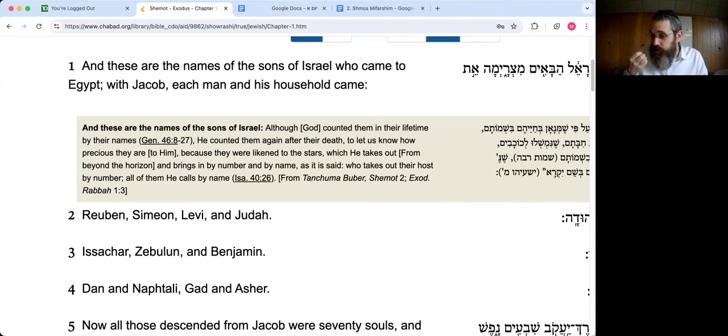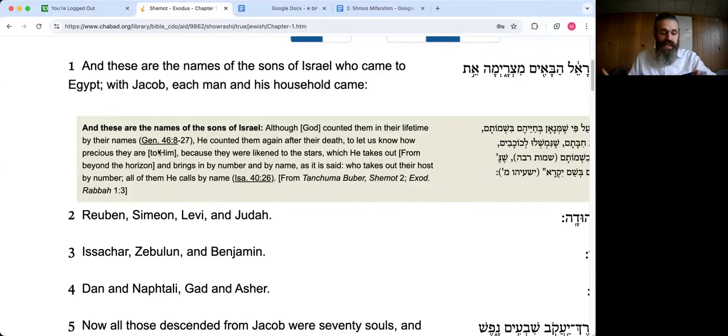So Rashi has, the premise when you study Torah is that there's nothing redundant. And if it's written again, it's for a reason. So what's the reason? Says Rashi, although God counted them in their lifetime by their names in Genesis chapter 46, in other words, when they actually came to Egypt, they were counted. By the way, we're going to get to this very quickly.